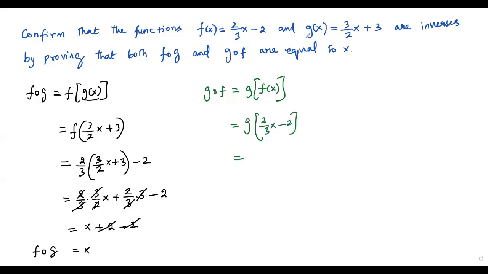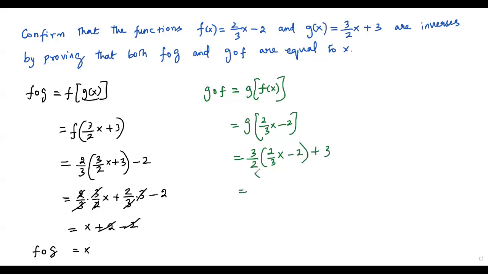And we know that g of x equals 3/2 times x plus 3. But in the place of x, what do we have over here? We have 2/3 of x minus 2. So we can plug in this for this x. So let me do it. So 3/2 times, for this x, we plug in what we have over here: 2/3 of x minus 2, plus 3.